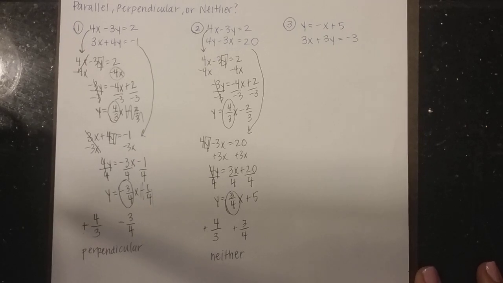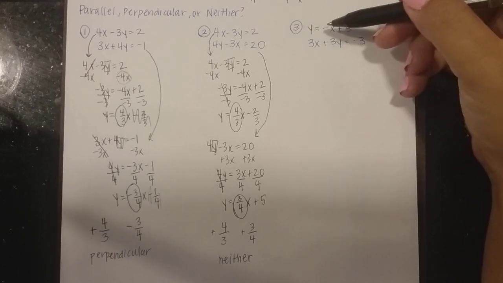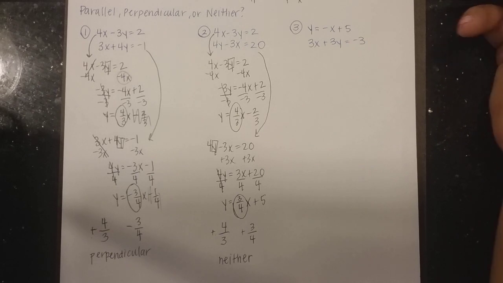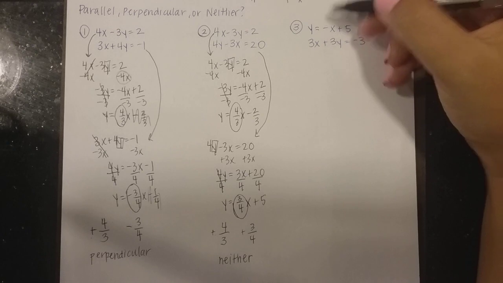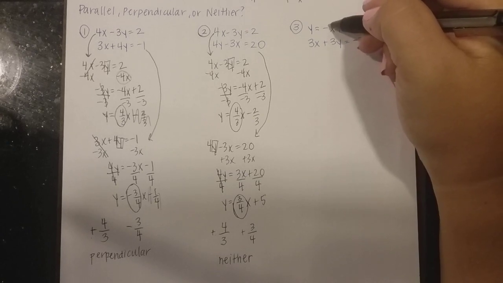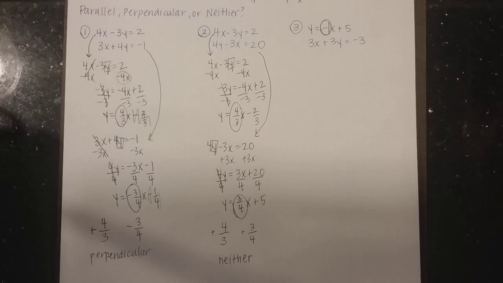Okay, one more. All right, the first one is already in pretty much slope-intercept form, okay? So this is going to be my slope. Now, it looks kind of weird because I don't have a number. Remember, if there's not a number in front of your variable, you can assume it's a 1. So there's my slope. I got a -1 for a slope.